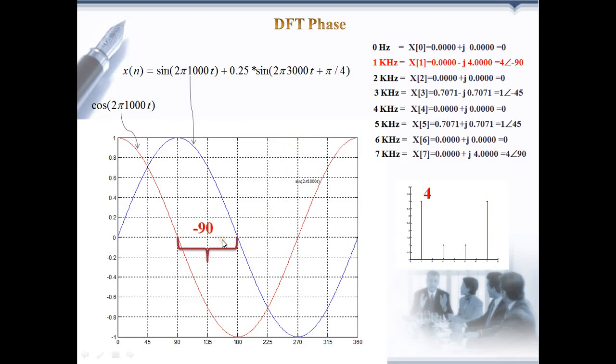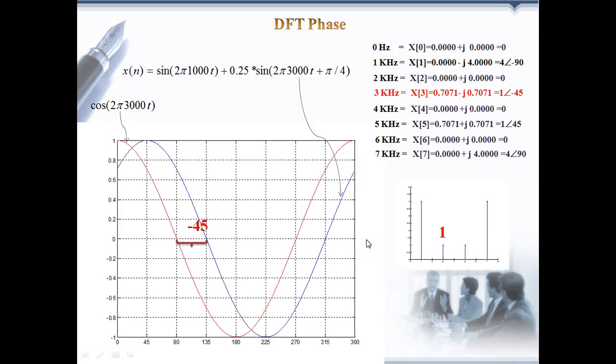Similarly, the 3 kHz component, which is already phase shifted by 45 degrees, is now offset in phase by 45 degrees with respect to the 3 kHz cosine wave. The 3 kHz sine component is lagging, so it is minus 45 degrees. If the component is leading with respect to cosine, then the phase angle would be positive. So in general, the phase angle gives an idea how the particular frequency component is shifted in phase with respect to a cosine wave with the same frequency.